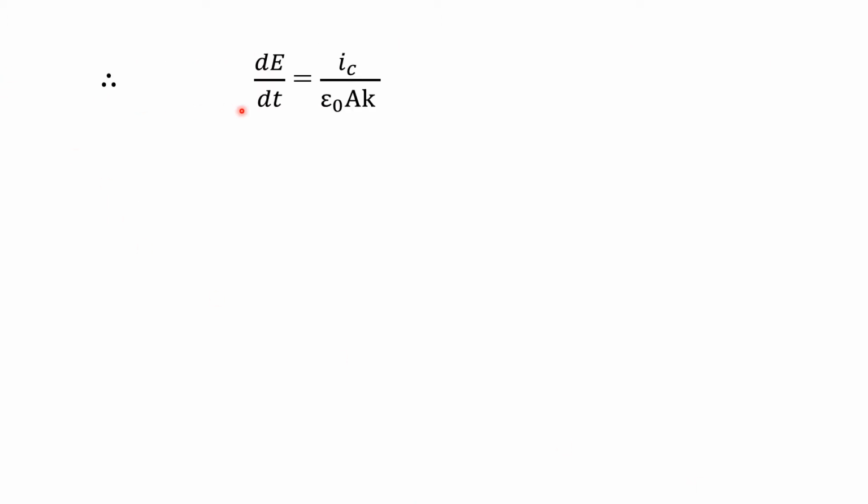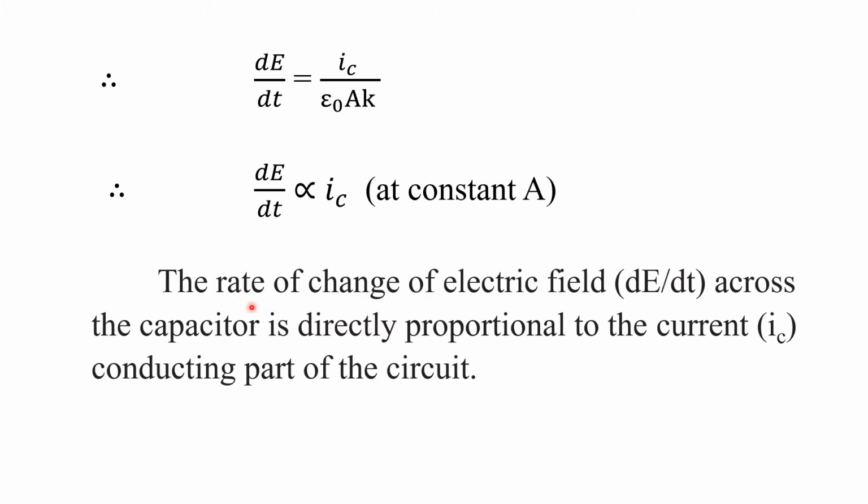Now, dE upon dt is equal to what? dE upon dt is equal to IC upon epsilon 0 AK. Therefore, dE upon dt is directly proportional to IC at a constant A. Therefore, the rate of change of electric field dE upon dt across the capacitor is directly proportional to the current IC, that is the conducting part of the current.